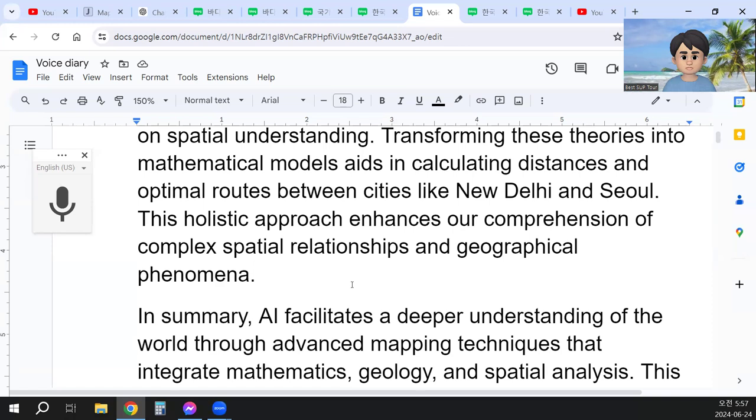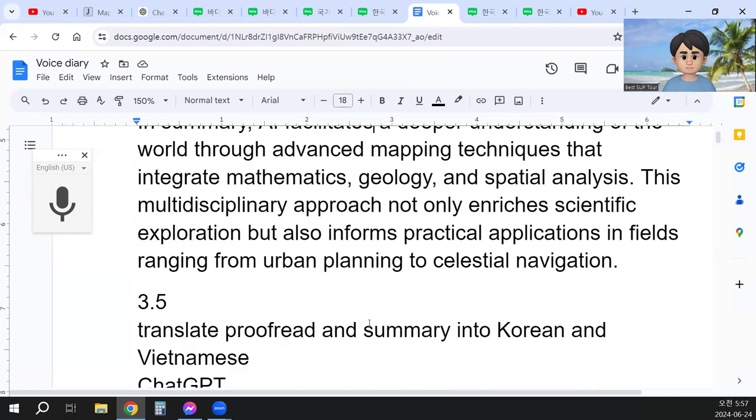In summary, AI facilitates a deeper understanding of the world through advanced mapping techniques that integrate mathematics, geology, and spatial analysis. This multidisciplinary approach not only enriches scientific exploration, but also informs practical applications in fields ranging from urban planning to celestial navigation.